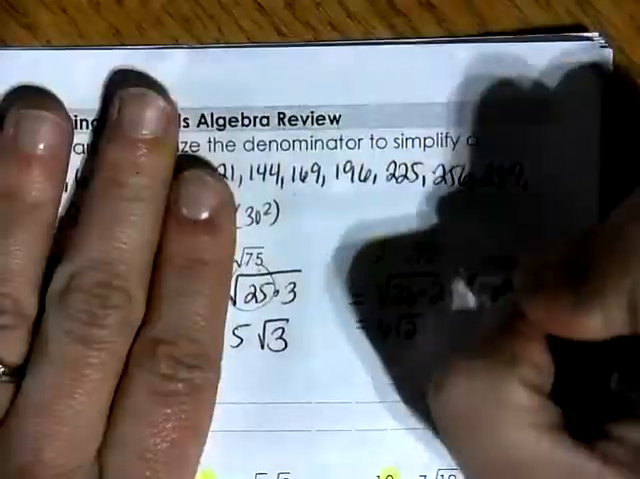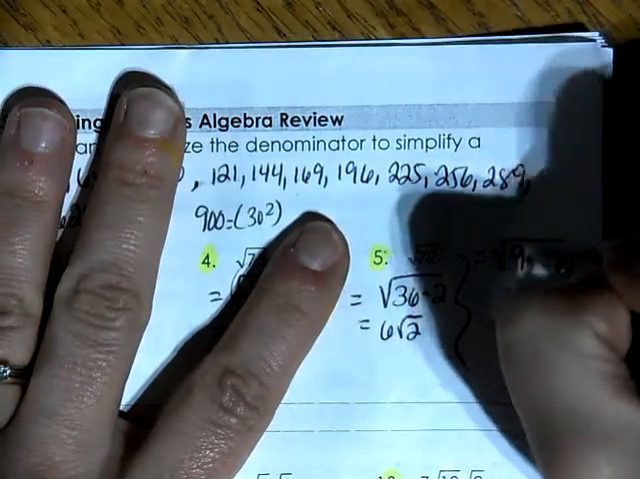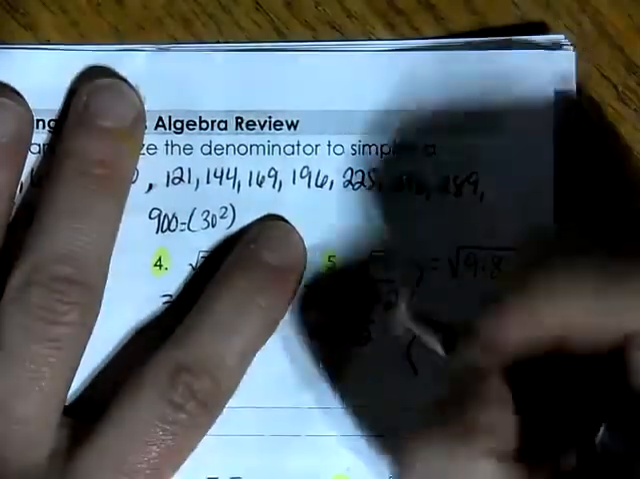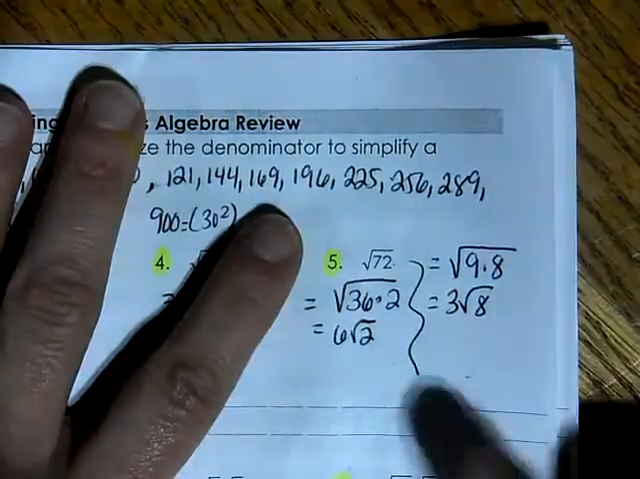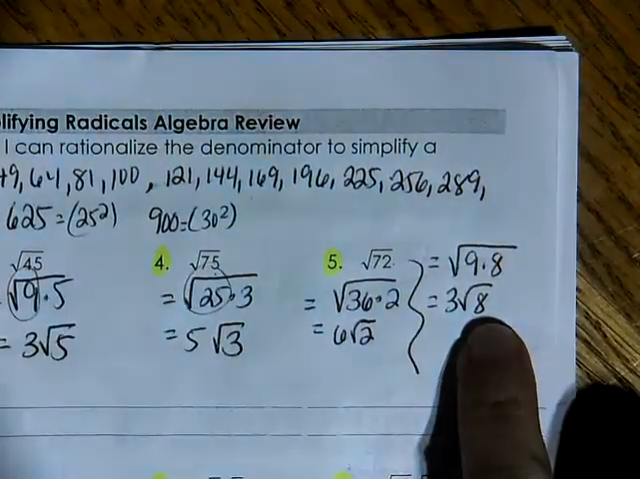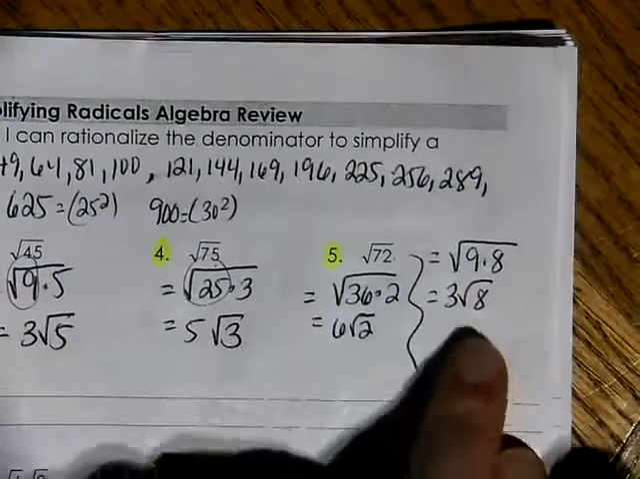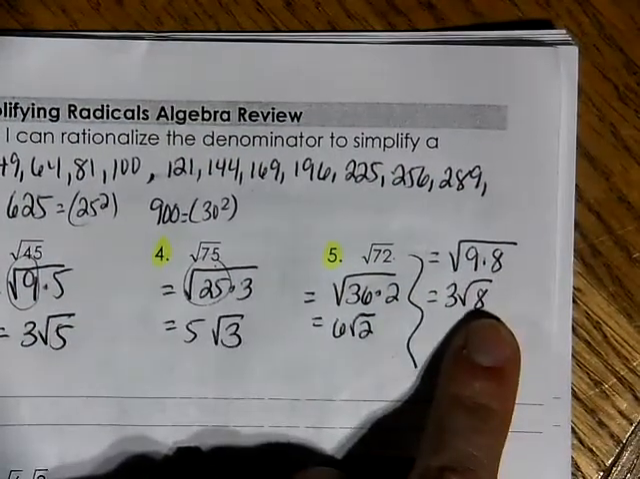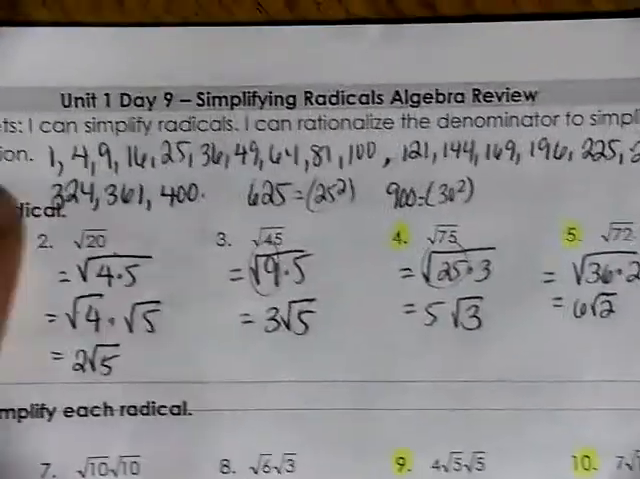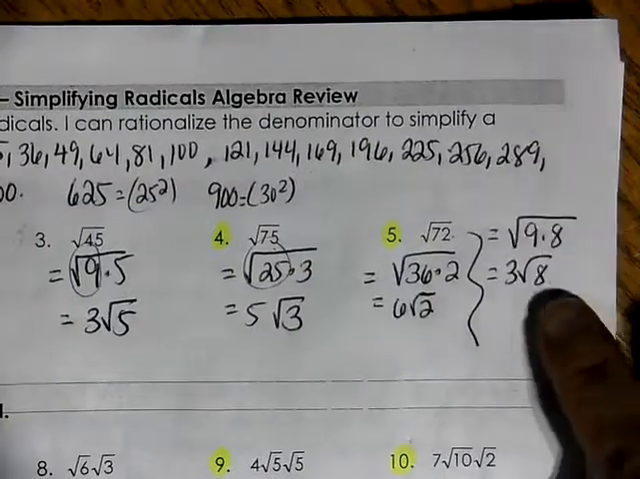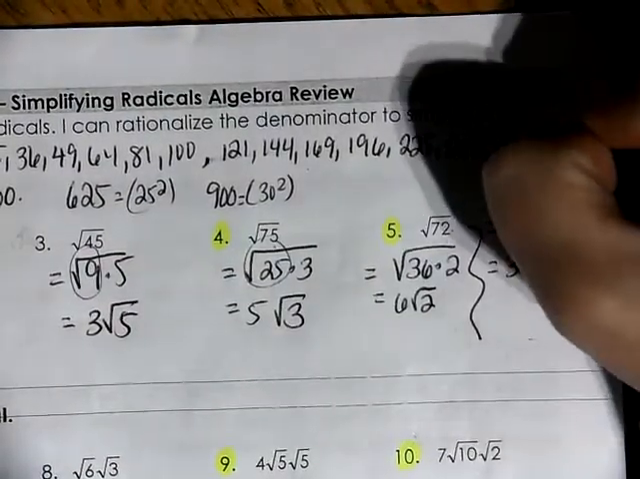So you probably saw that this was equal to the square root of 9 times 8. The square root of 9 is 3, and we end up with the square root of 3 times the square root of 8. But remember that you're done when underneath the radical, there are no other perfect square factors. And I know that 4 can go into 8, so I need to keep going.